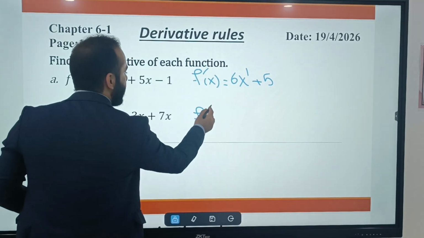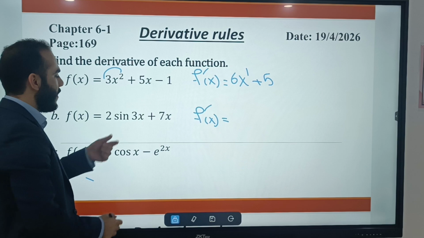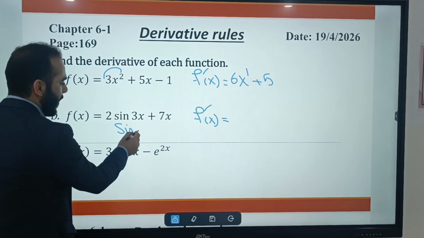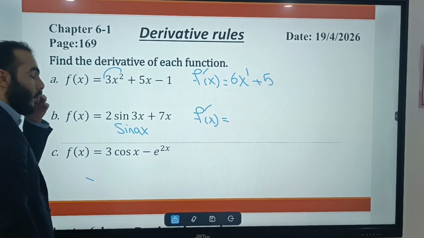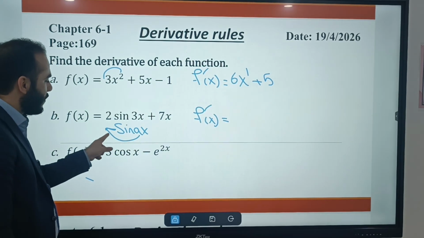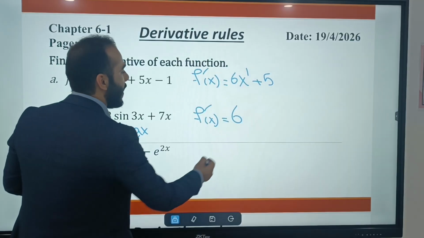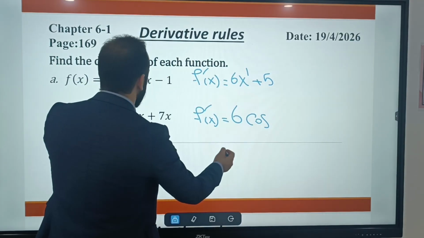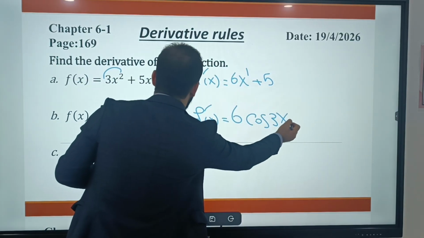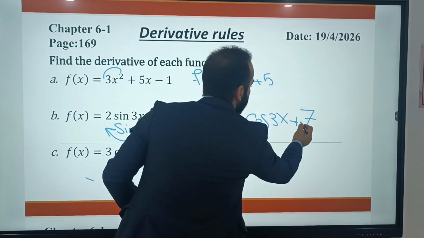How about this one? F prime of x equals to derivative of sine 3x. Do you remember it's in form of sine ax? Rule number 6. We said that this a comes out. So 3 times 2, 6. Derivative of sine, cosine 3x plus derivative is 7x. It is just 7.